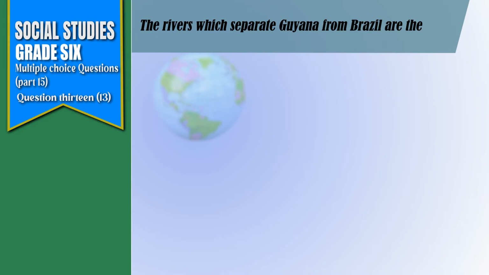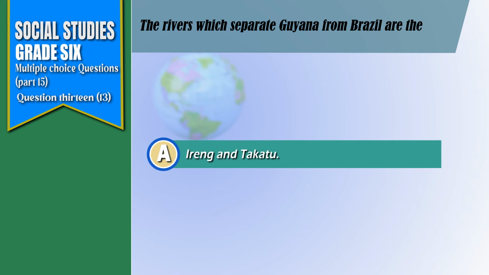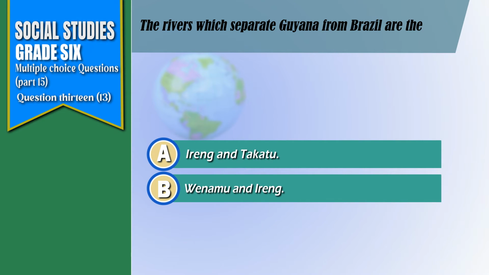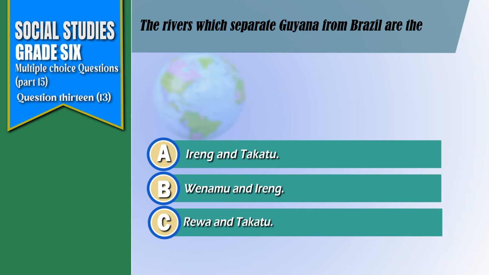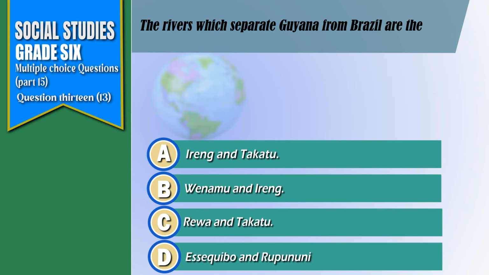Question 13. The rivers which separate Guyana from Brazil are the A, B, C, or D. Write the letter that you think has the correct answer for question 13.